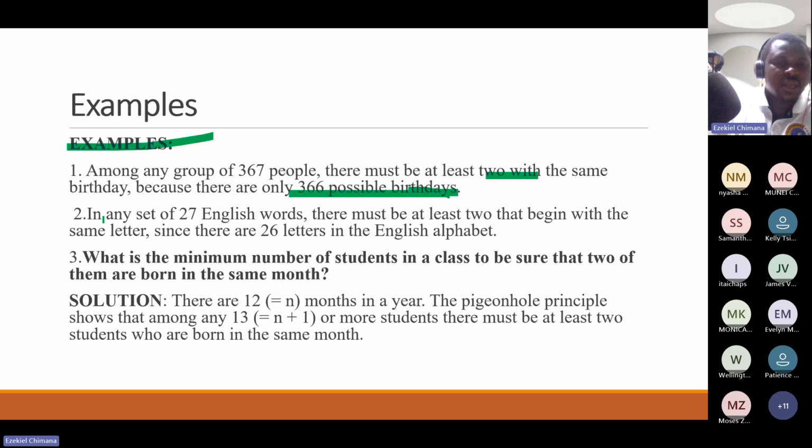Then if you look here, in any set of 27 English words, there must be at least 2 that begin with the same letter.